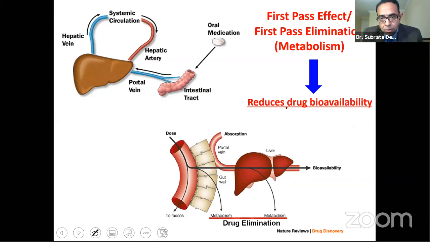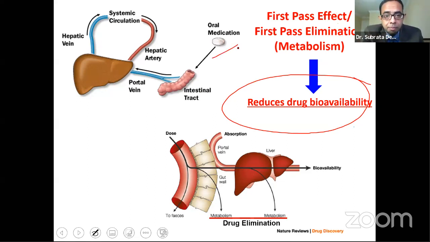any metabolism which occurs in the body eventually reduces drug bioavailability. If you think about how drugs are circulated, once we take the oral medication, it goes through the portal vein to the liver. Here the metabolism pathway occurs the first time, and then through the hepatic vein it goes to systemic circulation, and then again it comes back through the hepatic artery to the liver. So you can see the liver getting exposure twice, and that's where the terminology first pass effect comes from.